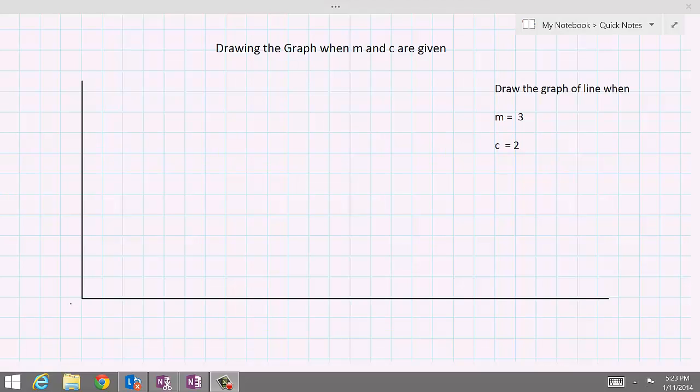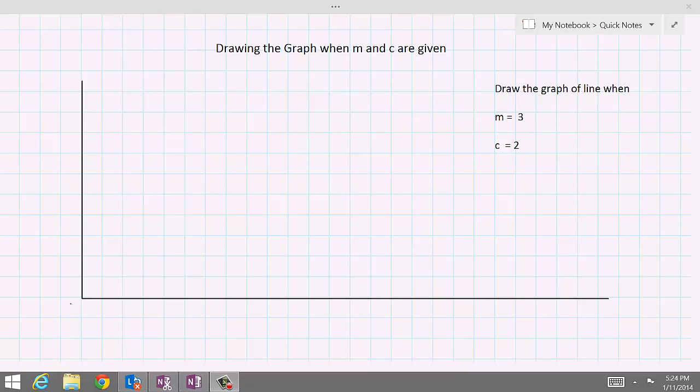Now we are going to draw the graph of a straight line when m, the slope, and c, the y-intercept, are given. If we want to plot the graph with the help of these two pieces of information, we first need to identify where c equals 2. c equals 2 is the place on the y-axis, or the vertical axis, where it's 2 units above the origin, because c is equal to 2 means c is equal to plus 2.